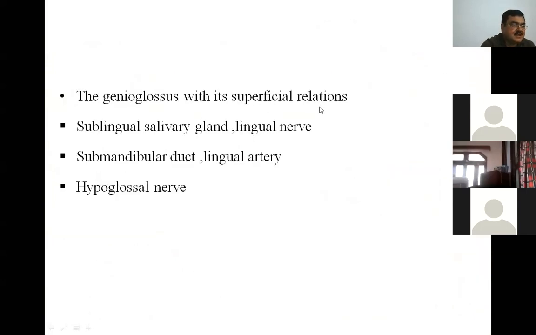Genioglossus with superficial relations: sublingual salivary gland, lingual nerve, submandibular duct, lingual artery, and hypoglossal nerve.